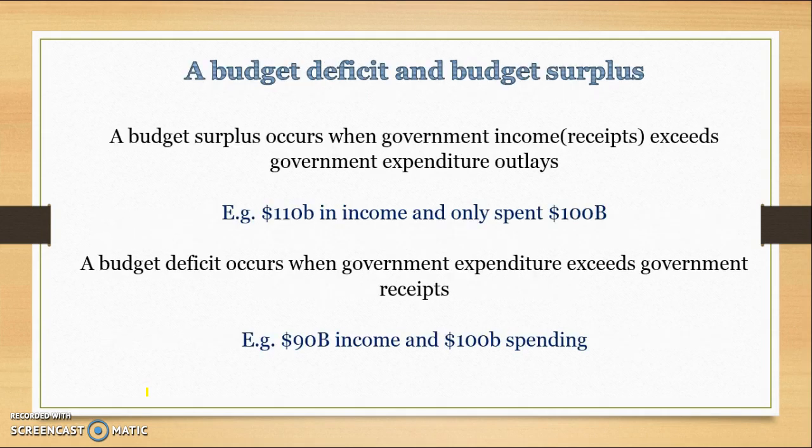When you're defining the words budget deficit and budget surplus, just remember that a budget surplus occurs when government income, so receipts mainly from tax, exceed government expenditure. So that can include money spent on education and health and welfare and transportation. A budget deficit occurs when government expenditure exceeds government receipts.